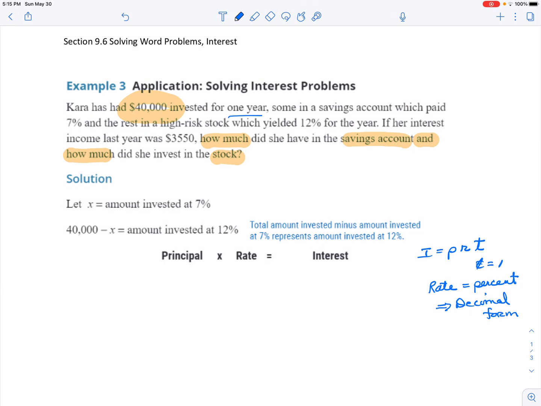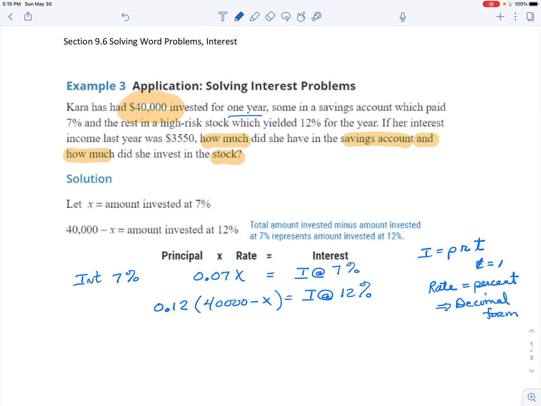All right, so for the interest on the, which one do I want? The 7%. I like to do it in reverse. I'm going to take the 7%, write it in decimal form, and multiply it by the amount that we invested at 7%, and that is going to be the interest at 7%. We're going to do the same thing for the second amount. It was a 12%, so 0.12 times the other amount, 40,000 minus X, and that is going to be the interest at 12%.